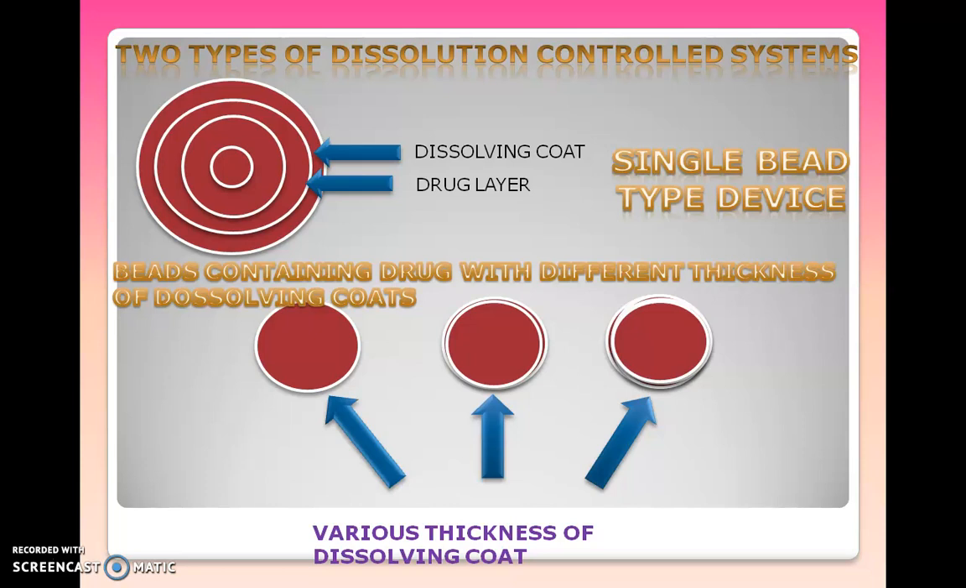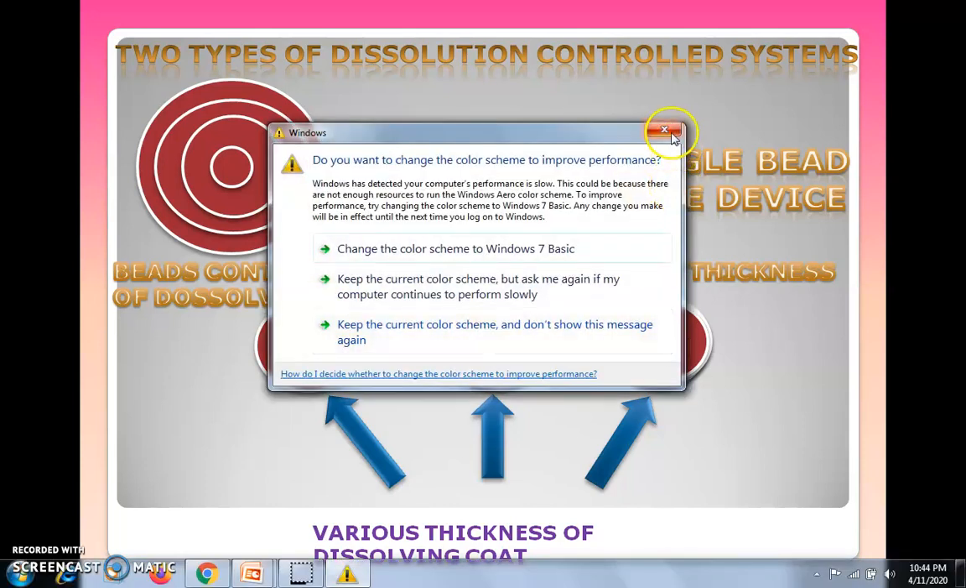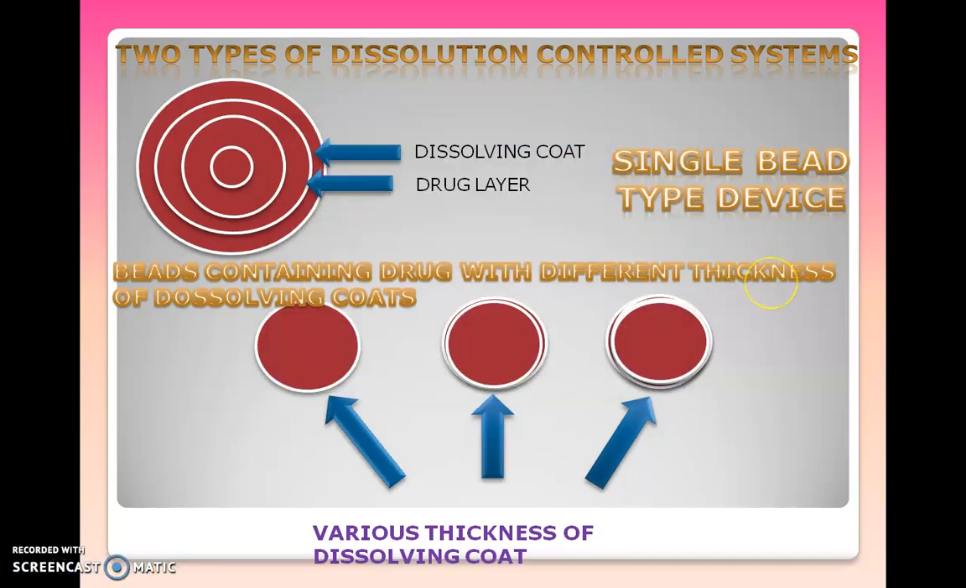And why is this called a dissolution control system? Because in both these types, unless and until the polymer layer or polymer coat is dissolved, the drug cannot be released from the system. That's why they are called dissolution control systems.